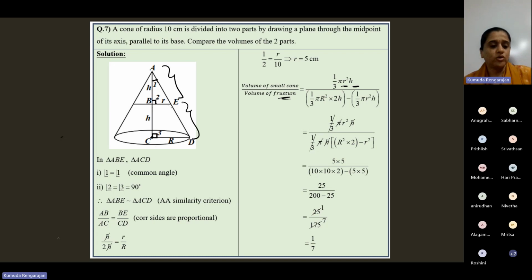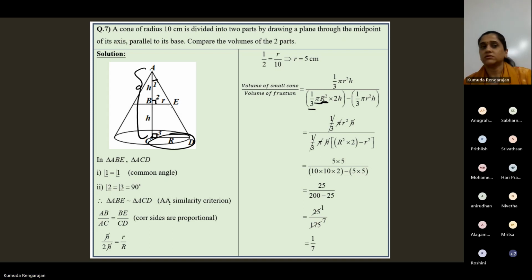So what's the volume of the full cone? Same formula, 1 by 3 pi r square h, but substitute the values carefully. So 1 by 3 pi r square, this r square into h. What is h? 2h. What's the volume of the whole cone? The formula is 1 by 3 pi r square h, but r is capital R and h is 2h. So 1 by 3 pi, capital R square into 2h.